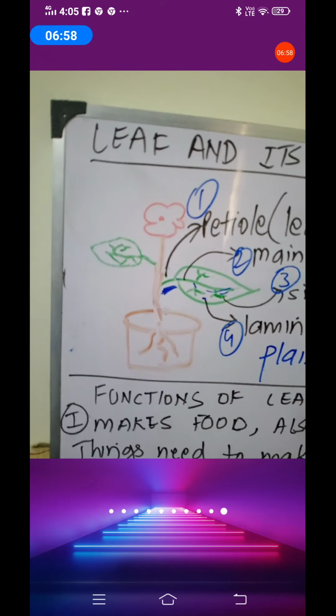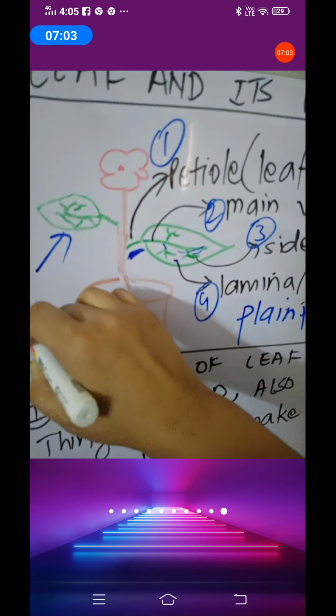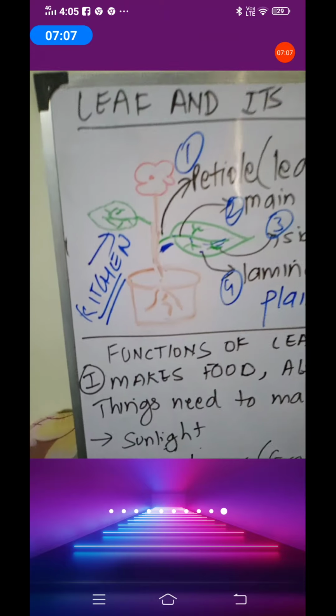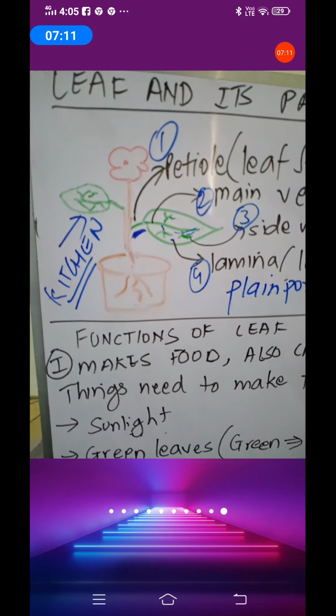Yes, they have a kitchen. And where is the kitchen? This green leaf. These green leaves are the kitchen of our plant. It is in the green leaf where the food is being prepared.